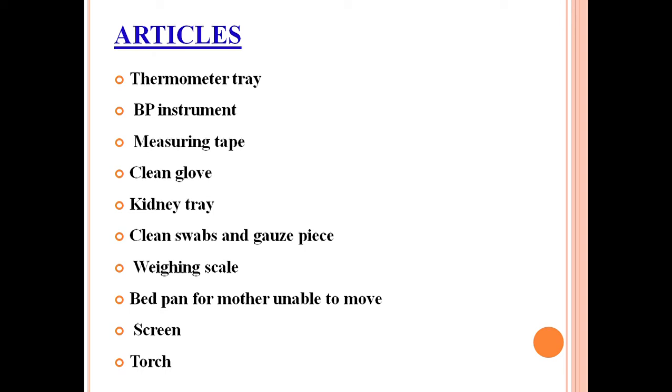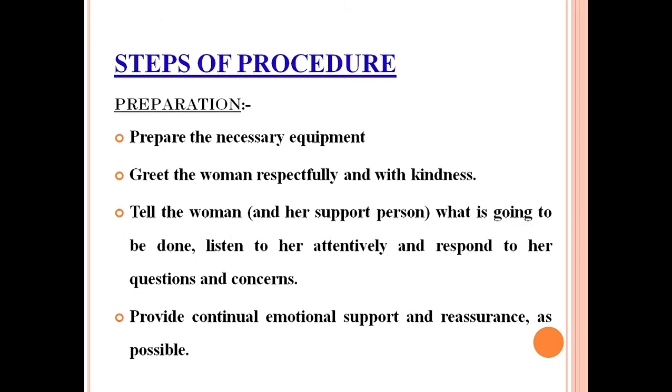Articles: thermometer, tray, BP instrument, measuring tape, clean gloves, kidney tray, clean swab and gauze pieces, weighing scale, bedpan for mother unable to move, and screen, torch.